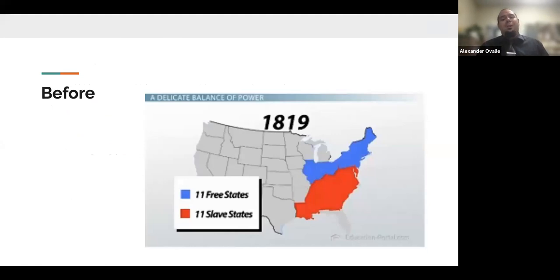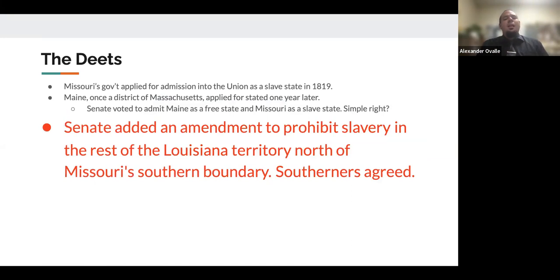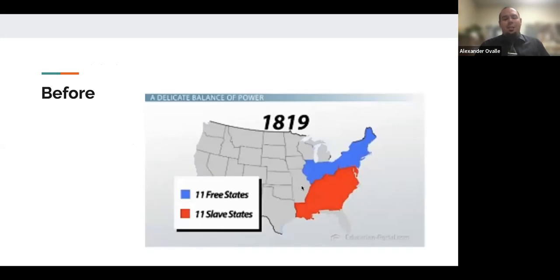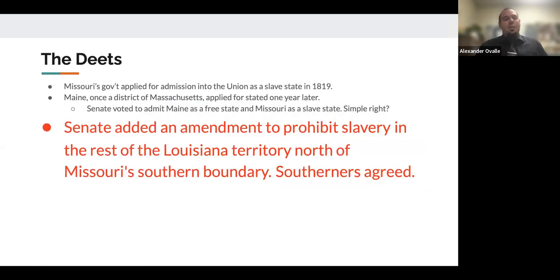So this is the map of America. The delicate balance of power, 11 free, 11 slave. Okay, the key detail. You're gonna see it on your test, I can tell you right now. Missouri's government, this area right here, that's modern day Missouri. Missouri's government applied for admission into the Union as a slave state, 1819.